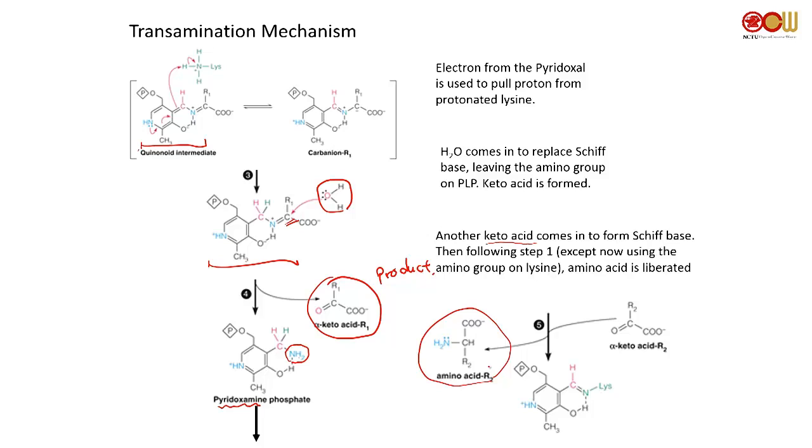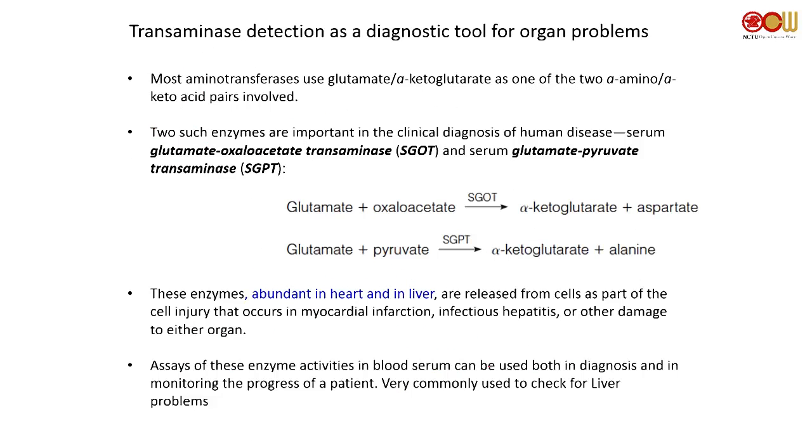Okay? 所以 PLP catalyzed mechanism basically 就是 Schiff base 这个 Schiff base 那个，OK，不断的在换你 Schiff base 的 attached 的 atom. So this is the mechanism for transamination. Now, transaminase, okay, turns out is a very, very useful diagnostic tool for organ problems.